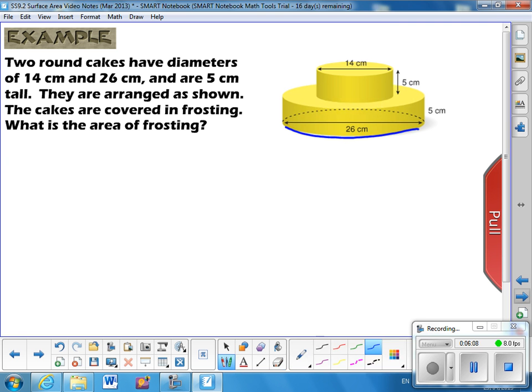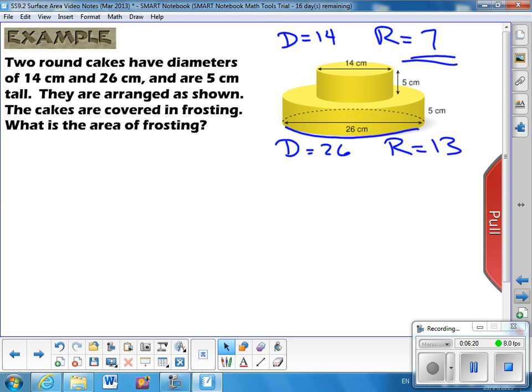Okay, diameter. That's the other little trick here. This is a diameter of 14, so the radius is 7. We only use the radius in the formula. So the diameter is 26, the radius is 13. Again, we only use the radius in the formula.